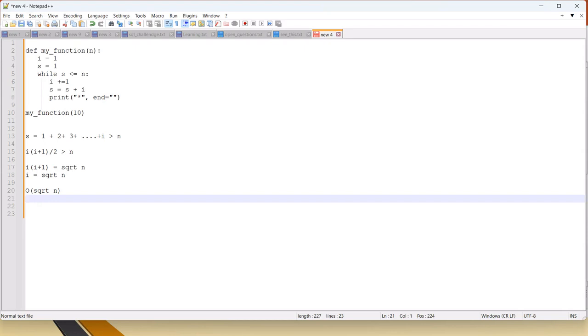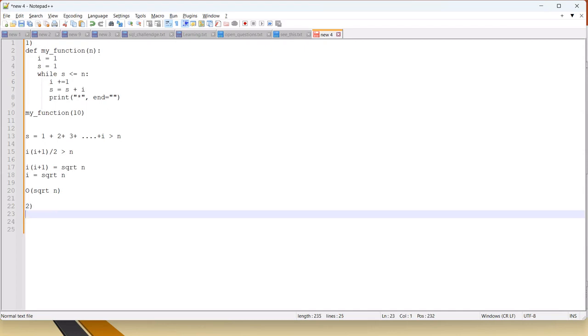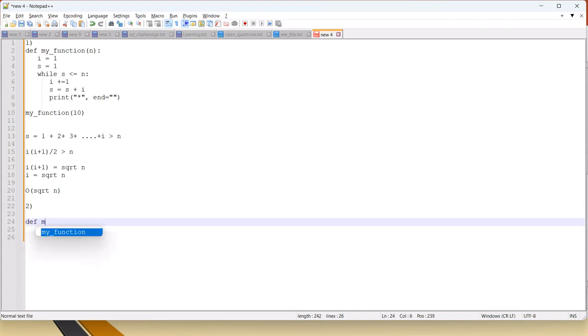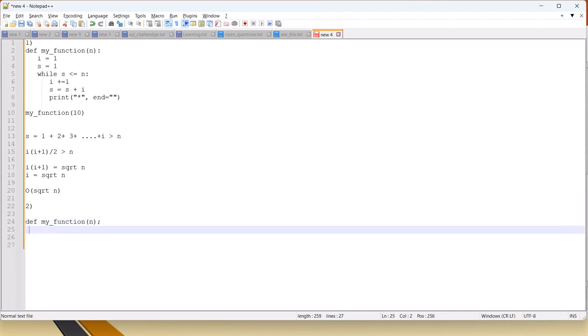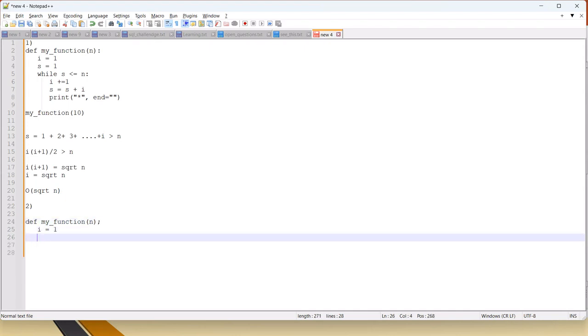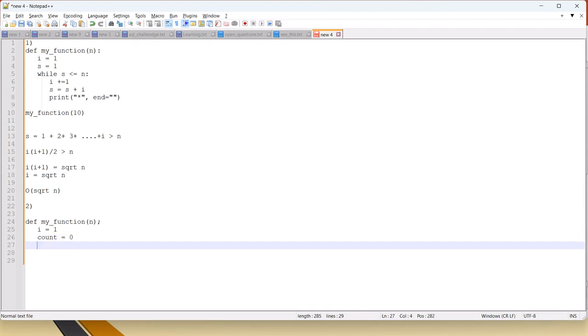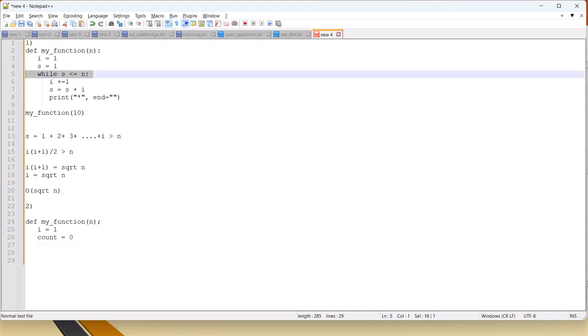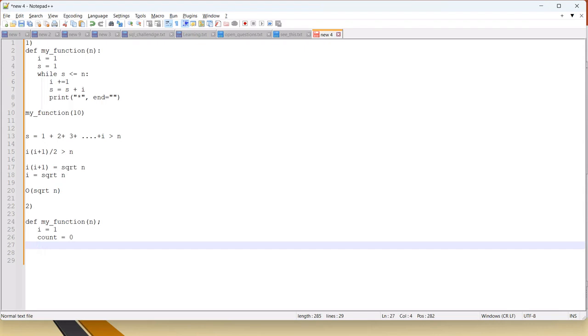Okay, now let's take another example. Another one, let's take with a for loop. Let's get some count. Okay, or within the while loop we will try. We will see one more example with while, and then we will move to for loops.